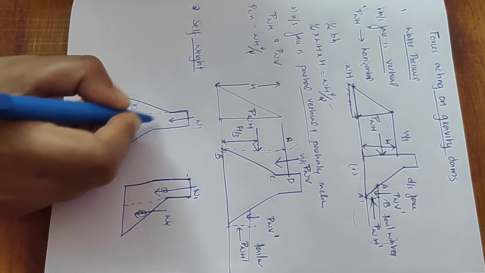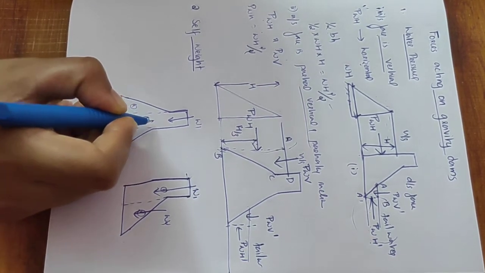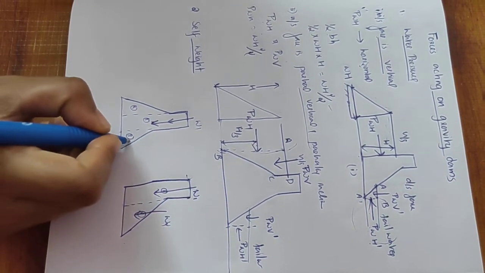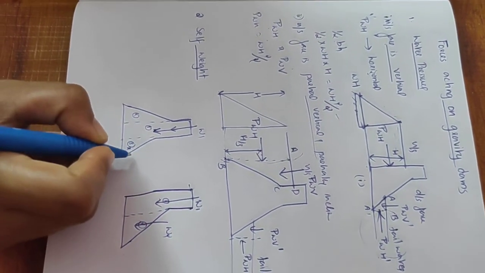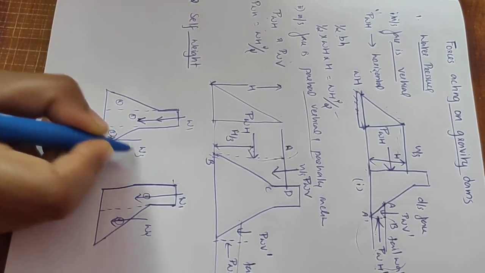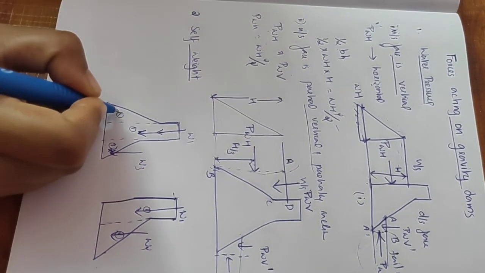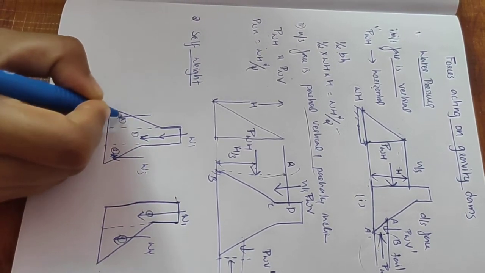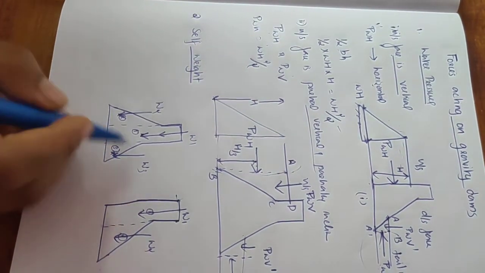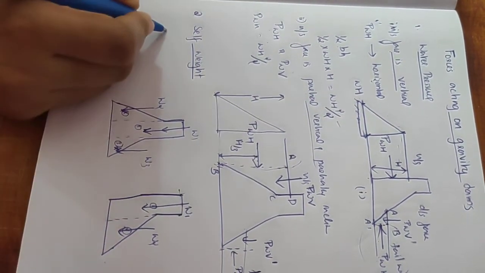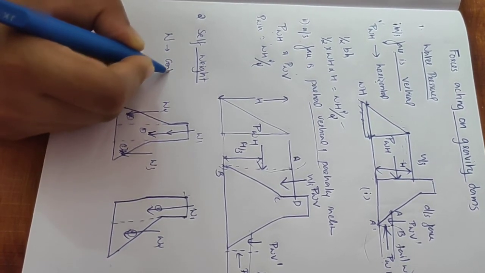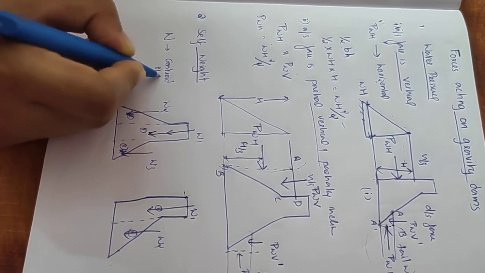W1 will be acting at the centroid of this rectangle. This is the centroid of the rectangle, and the weight will be acting through the centroid. If this is the centroid of the third triangle, W3 will be acting at the centroid of this triangle, and if this is the centroid of the other triangle, W2 will be acting at the centroid of this triangle. Finally, we can calculate the total weight W, which will be acting at the centroid of the cross-section.